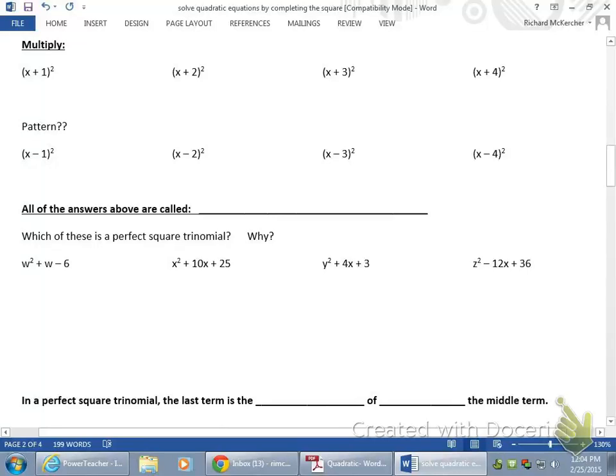Hey guys, Math 3, going to go pretty quick on this. I forgot to do this earlier. What we're going to do here, we're going to look at what we call completing the square.